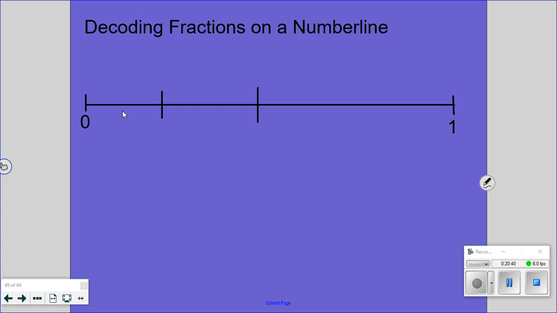What are you thinking, Callie? I'm thinking you can draw like more lines. I can draw more lines just wherever I want. No, not wherever I want. Okay, so Callie's saying we could draw more lines. Where?